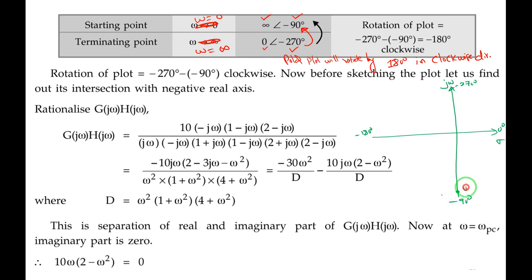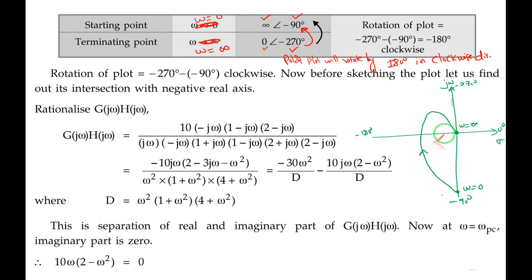So let me take it here only and I'll show you both. For omega equal to 0, the magnitude is infinity. From here to here, I'll take this as infinity. But some people will not take it on this imaginary axis. They will take it here because they will never meet. It is at infinity, I cannot show that infinity, so instead of showing here, they will show here. That is fine. So minus 90 degree, infinity. This is minus 90 degree, and infinity is here. This is for omega equal to 0. Then the terminating point: angle is minus 270. Minus 270 is this line. It is 0. So this is for omega equal to infinity. And what is the rotation of the plot? It is 180 degree in clockwise direction. So 90, 90, 180, right? In clockwise direction.